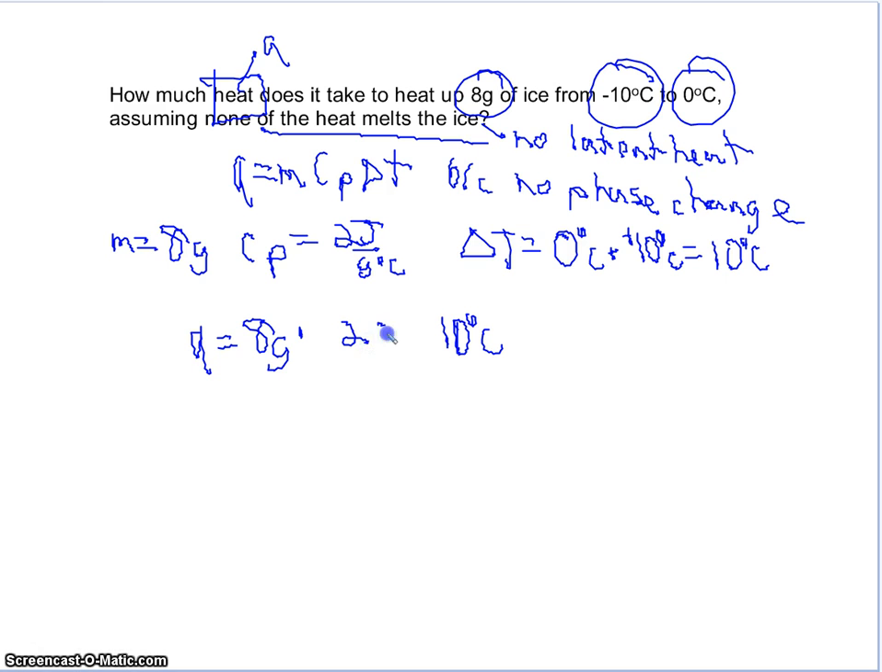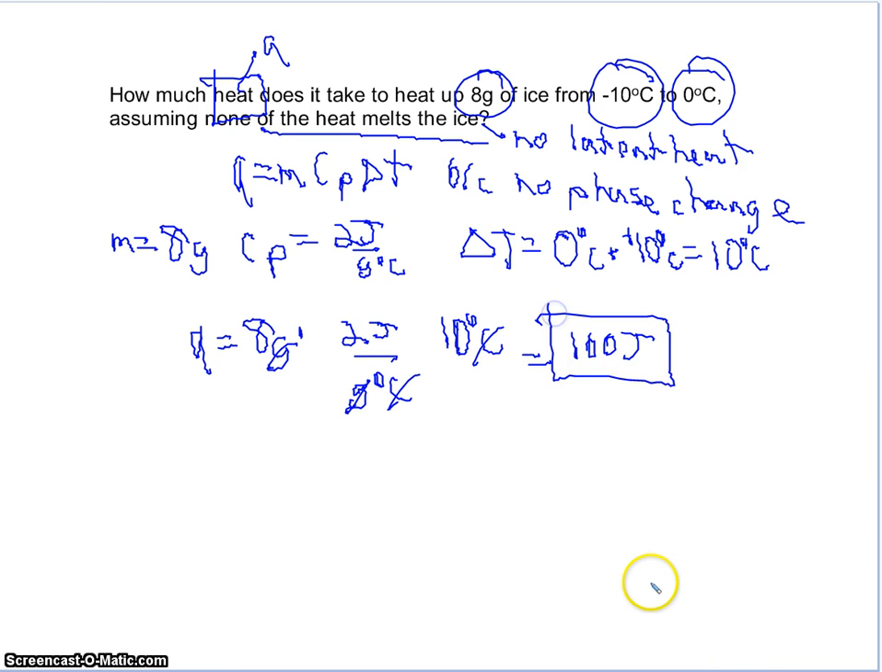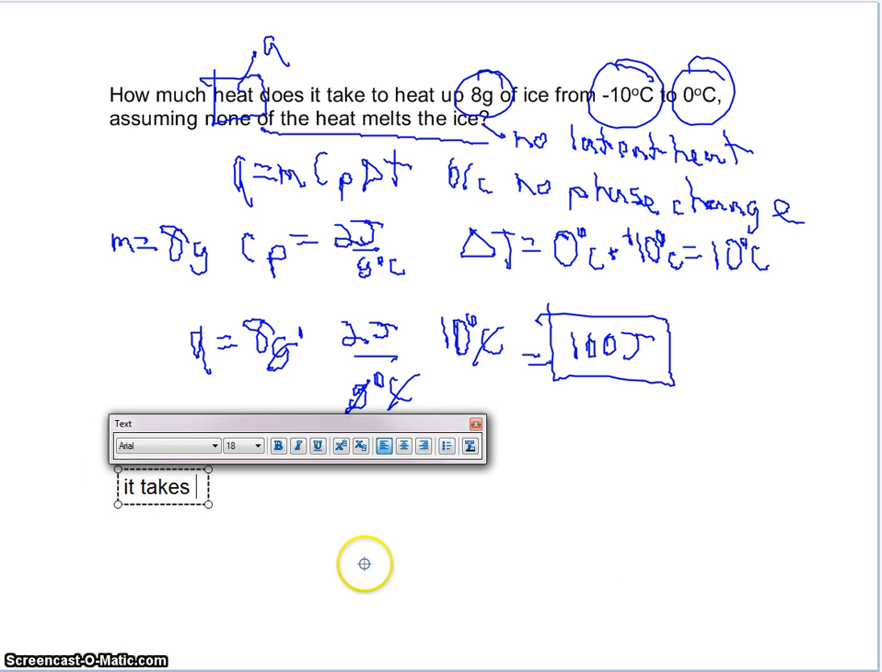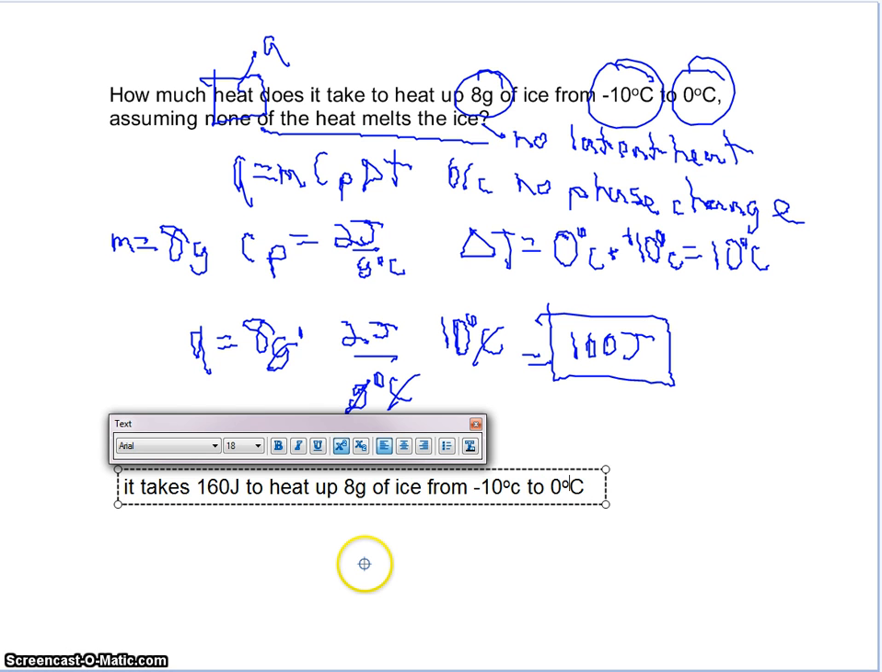Let's plug that guy in there. 2 joules per gram degrees C. So gram cancels, degrees C cancels. We get 2 times 8, that's 16, times 10 is 160 joules. And there we go. So we can put in a sentence. It takes 160 joules to melt, or no, not to melt, to heat up 8 grams of ice from negative 10 degrees C to 0 degrees C.